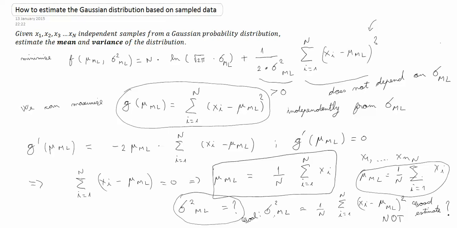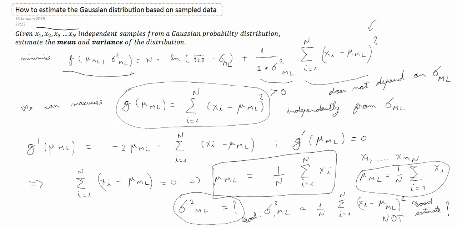Now if you remember, this is where we left last time. We were given some data samples, x1, x2, xn, right here, and we were supposed to estimate the mean and the variance of the probability distribution they came from. And we reached this function over here, which we needed to minimize.